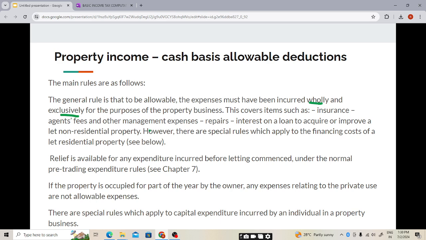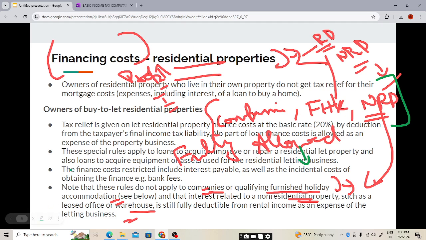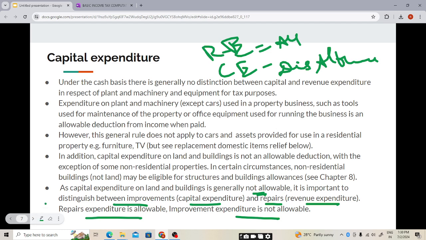Clear with this? Examples we have seen. Finance cost, we had different rules for non-residential property and residential property. For non-residential property, FHL and companies, it will be deducted from the property income. But for residential property, we will be getting tax relief at 20%. Pre-trading expenditure will be deductible when we are calculating the property income for the first time, if it was incurred before letting. Capital expenditure on land and building is not allowed on the cash basis. Under the accrual basis, you will be getting the capital allowances. For non-residential property, you will be getting the structure and building allowances.